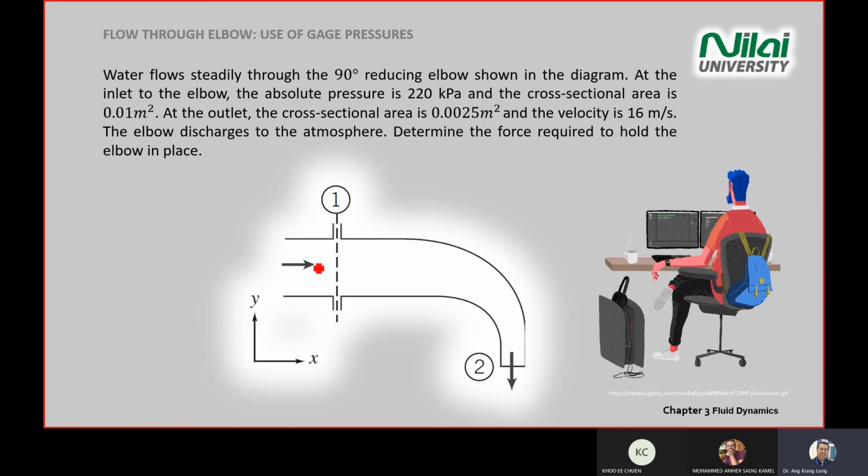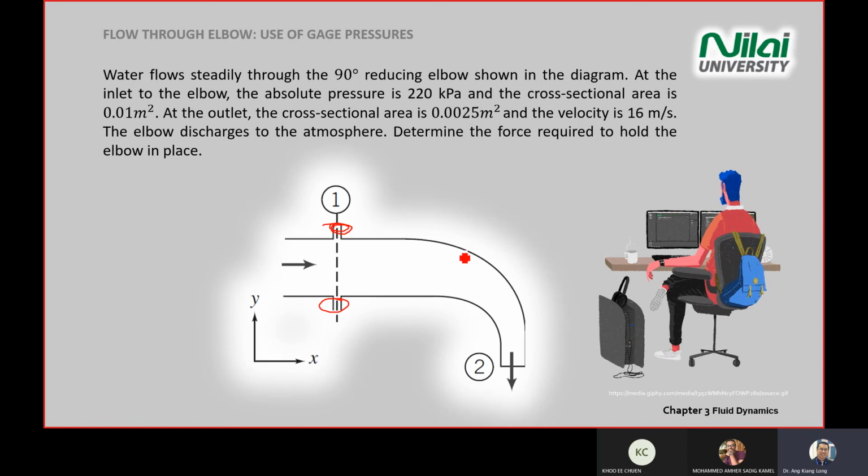At the inlet of the elbow, absolute pressure is given. The cross-section area is given, and the outlet cross-section is also given. Velocity is given. The elbow discharges to atmosphere here. Determine the force required to hold the elbow. It means we need to find the holding force at this area. There is some force that holds this portion in place, so we need to find the force.